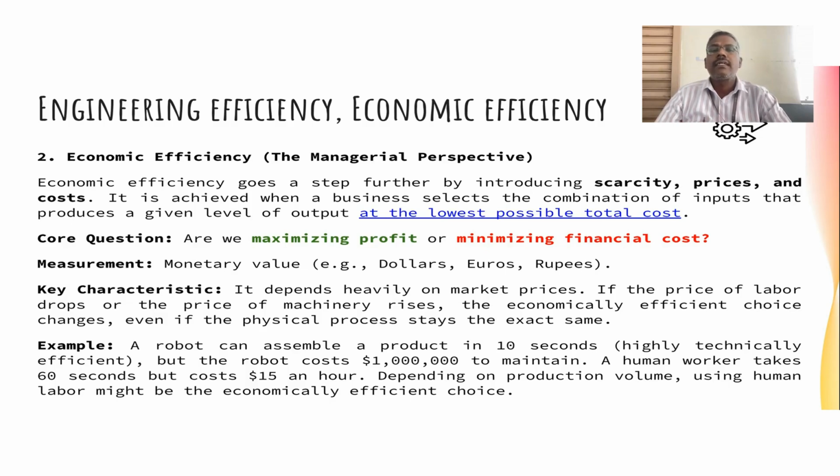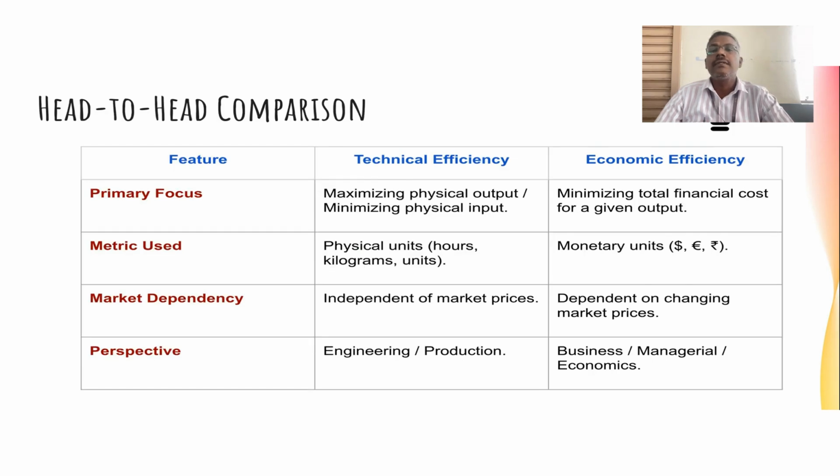And what is a head-to-head comparison? When we look at technical efficiency and economic efficiency, the primary focus for technical efficiency is maximizing the physical output and minimizing the physical input. But in terms of economic efficiency, it is minimizing the total financial cost for the given output. And what is the metric used? In technical efficiency, we are talking about physical units, right? But in economic efficiency, we are talking about money, right?